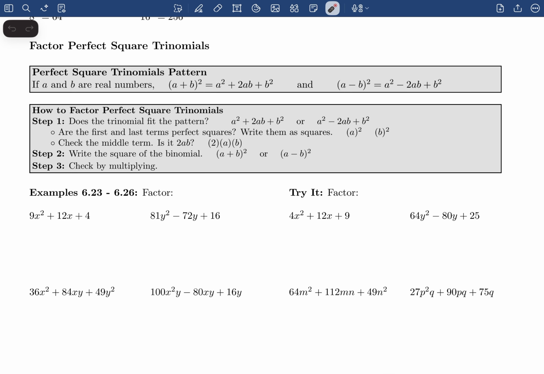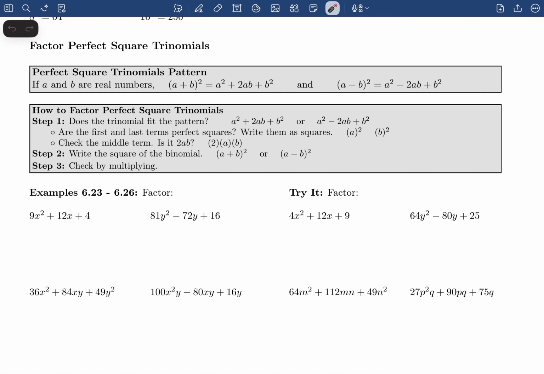Now we're going to work backwards. We're going to go from the trinomial to the perfect square binomial. Now, how do you factor perfect square trinomials? Here's a quick three-step process. Step one, ask, does the trinomial fit the pattern, either this or this?